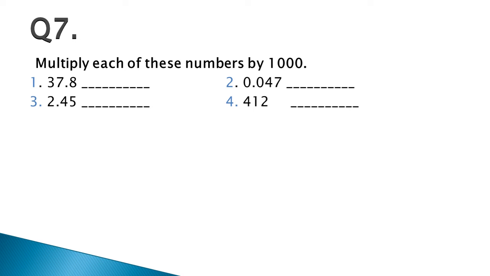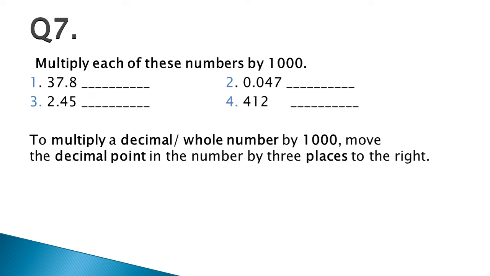So there's a similar shortcut for multiplying. In this case, you just need to remember the number is getting bigger because you're multiplying. So the first question is 37.8. As we know, we have 3 zeros in the factor. So 37.8 becomes 37,800.